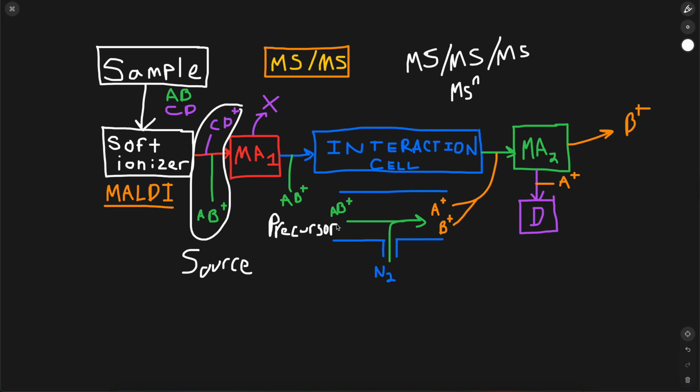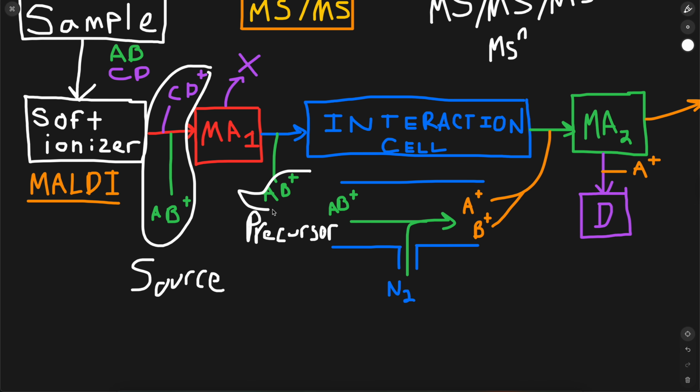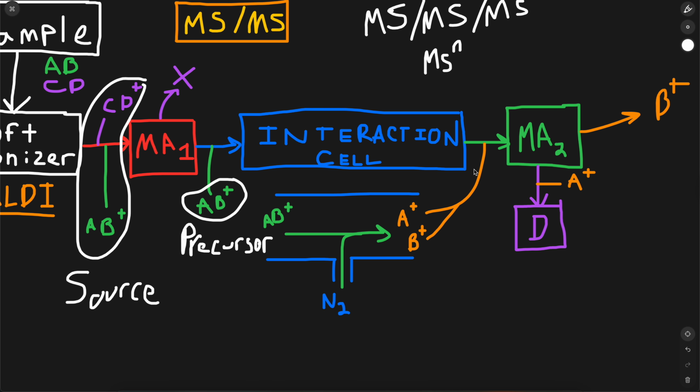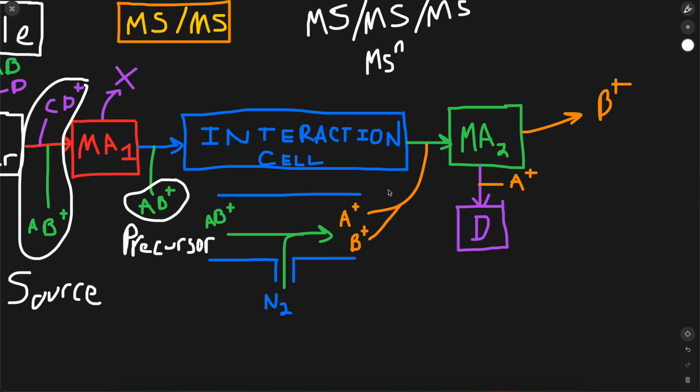Sorry, I know my handwriting's terrible, but these are precursor ions. All right, so CD, when it comes through at its respective voltage of MA1, if I could just draw a nice circle around that, AB plus, that's the precursor ion, but CD could also be a precursor ion if it made it through. But specifically we're looking at only A plus getting through, and that requires AB to get through the first one. Okay, and then what we call these ions here, these are product ions.